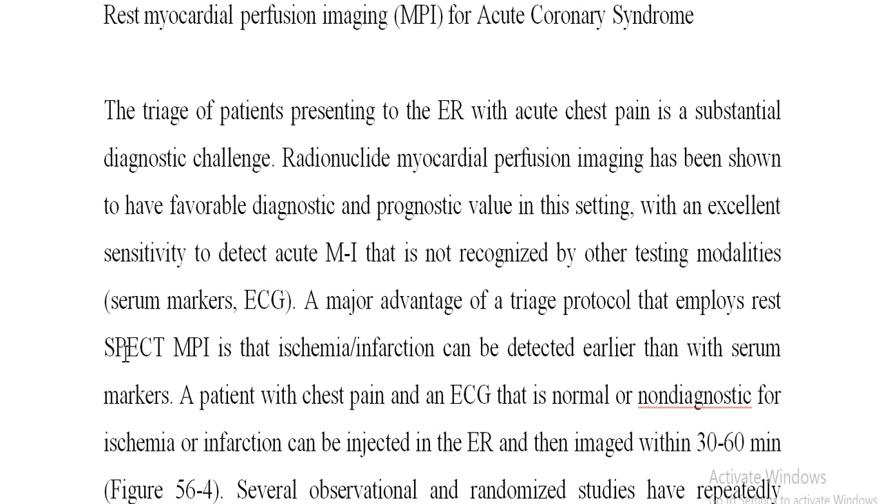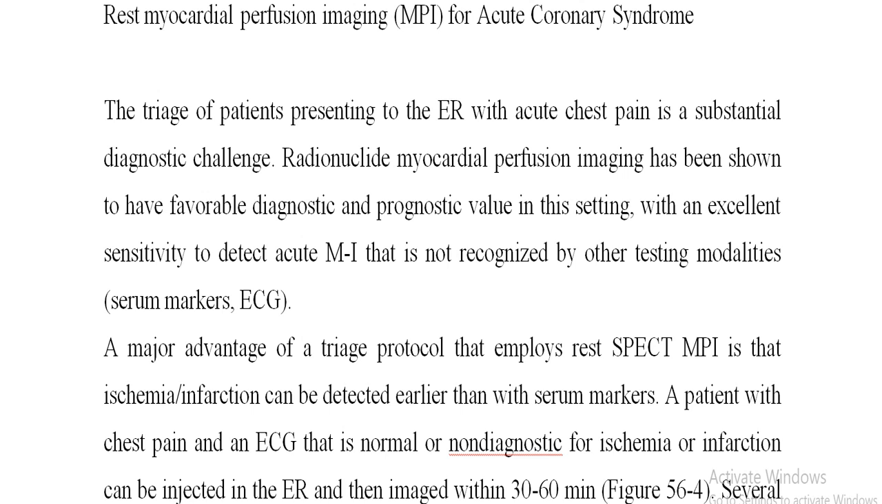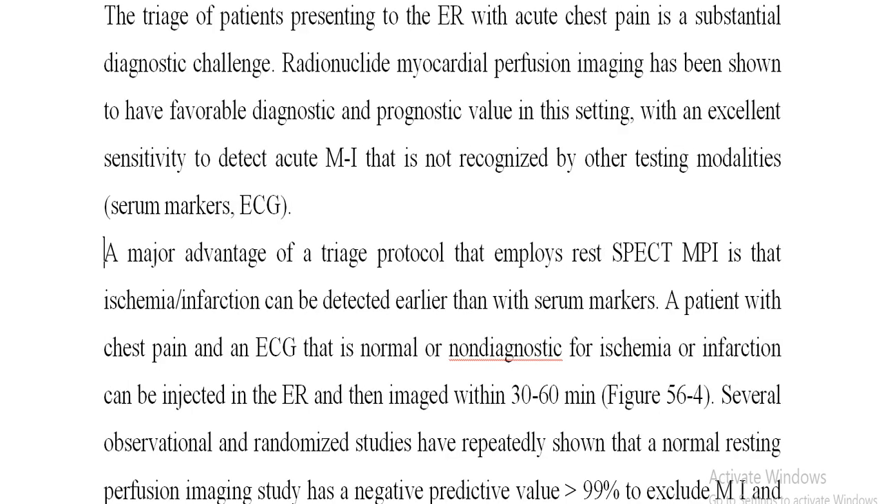A major advantage of a triage protocol that employs rest SPECT MPI is that ischemia or infarction can be detected earlier than with serum markers. A patient with chest pain and an ECG that is normal or non-diagnostic for ischemia or infarction can be injected in the ER and then imaged within 30 to 60 minutes, Figure 56-4.